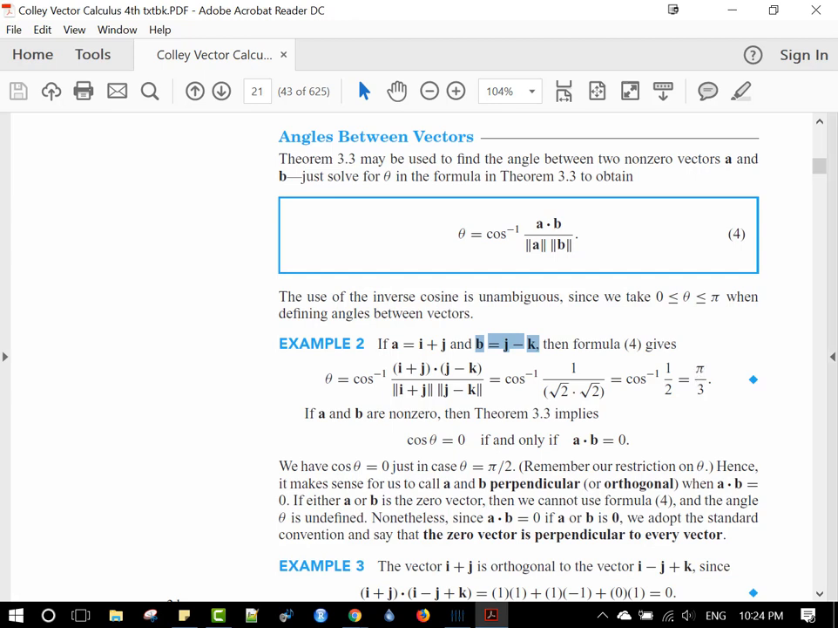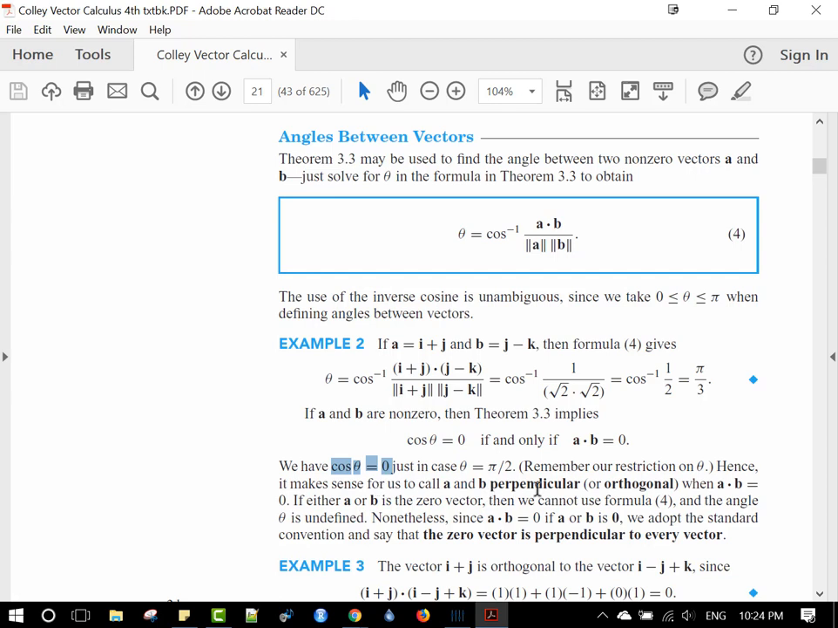Okay? And like we said, if A and B are non-zero, then theorem 3.3 implies that the cosine of the angle equals 0 if and only if A dot B equals 0. So, okay, whatever that means. So in the case where the cosine of the angle is 0, that's when theta equals pi over 2. Hence, it makes sense for us to call A and B perpendicular or orthogonal when A dot B equals 0.